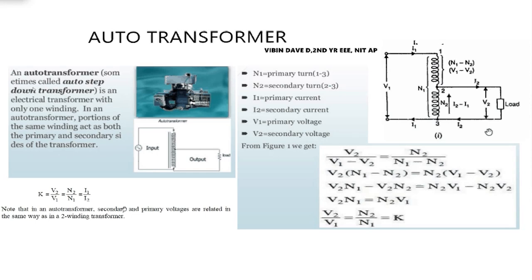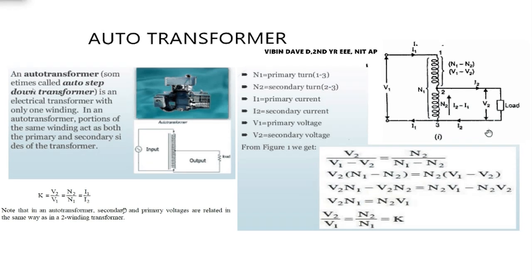Okay, let's start. You can ask what is an autotransformer. An autotransformer, also called an auto step down transformer, is a transformer which has only one winding. We have already studied the two winding transformer, which has two windings, primary and secondary, that are electrically isolated, meaning there is no connection between primary and secondary. But in an autotransformer, you'll only have one winding, and some portion of it acts as both primary and also secondary. You can see the diagram here.